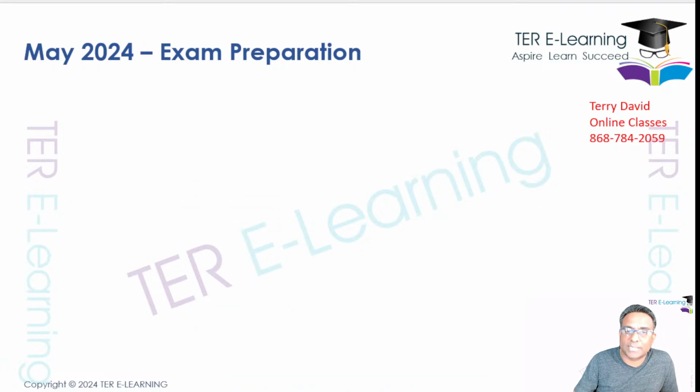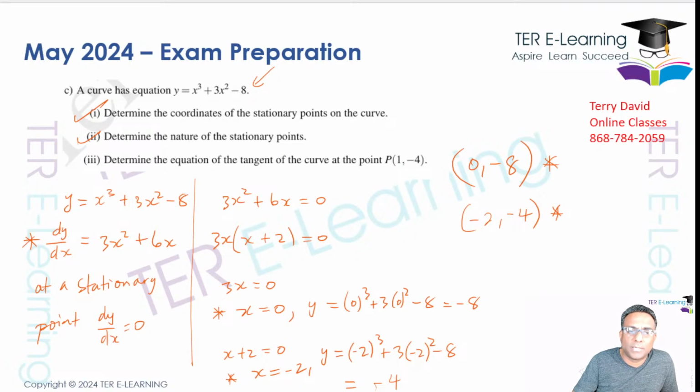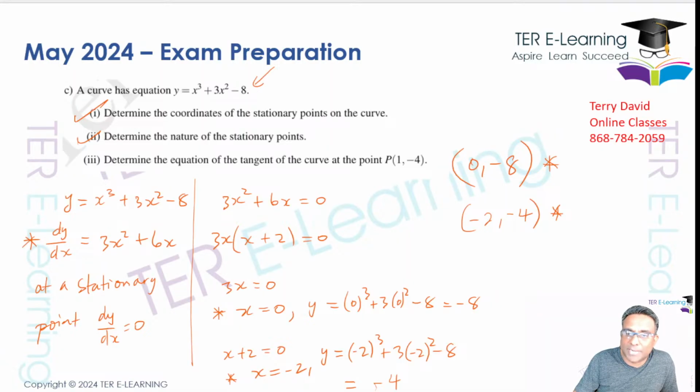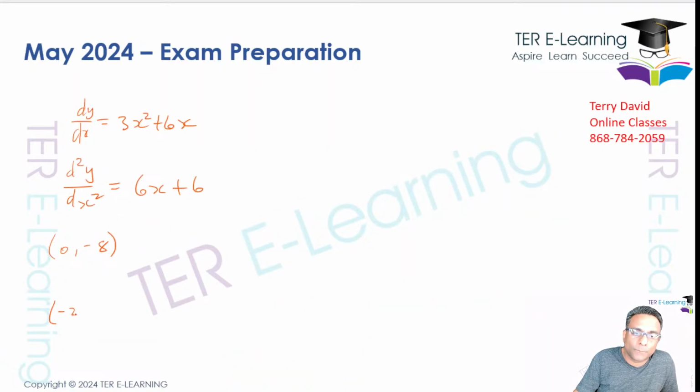So dy dx is 3x squared plus 6x. So we're going to find our second derivative, and this is how you write it, right? d2y dx squared, that's how we write this. So when you differentiate 3x squared, you're going to get 6x, plus 6. Now the two stationary points that we have are (0, minus 8), and the second one was (minus 2, minus 4).